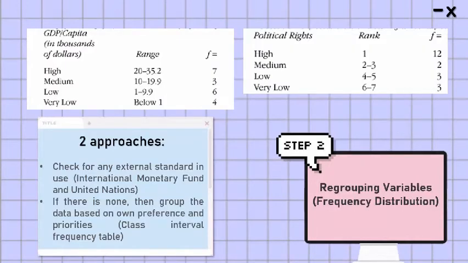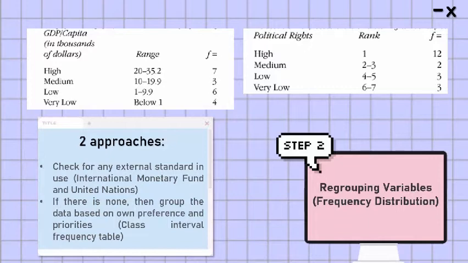Yeah, moving on to step 2, regrouping variables using frequency distribution. So here, we are answering the question, what if the data is not grouped? Well, there are two approaches we can use. The first being, check for any external standard in use. In this example, you can use the International Monetary Fund and the United Nations as references in making your ordinal data. If there is none, then group the data based on your own preference and priorities.